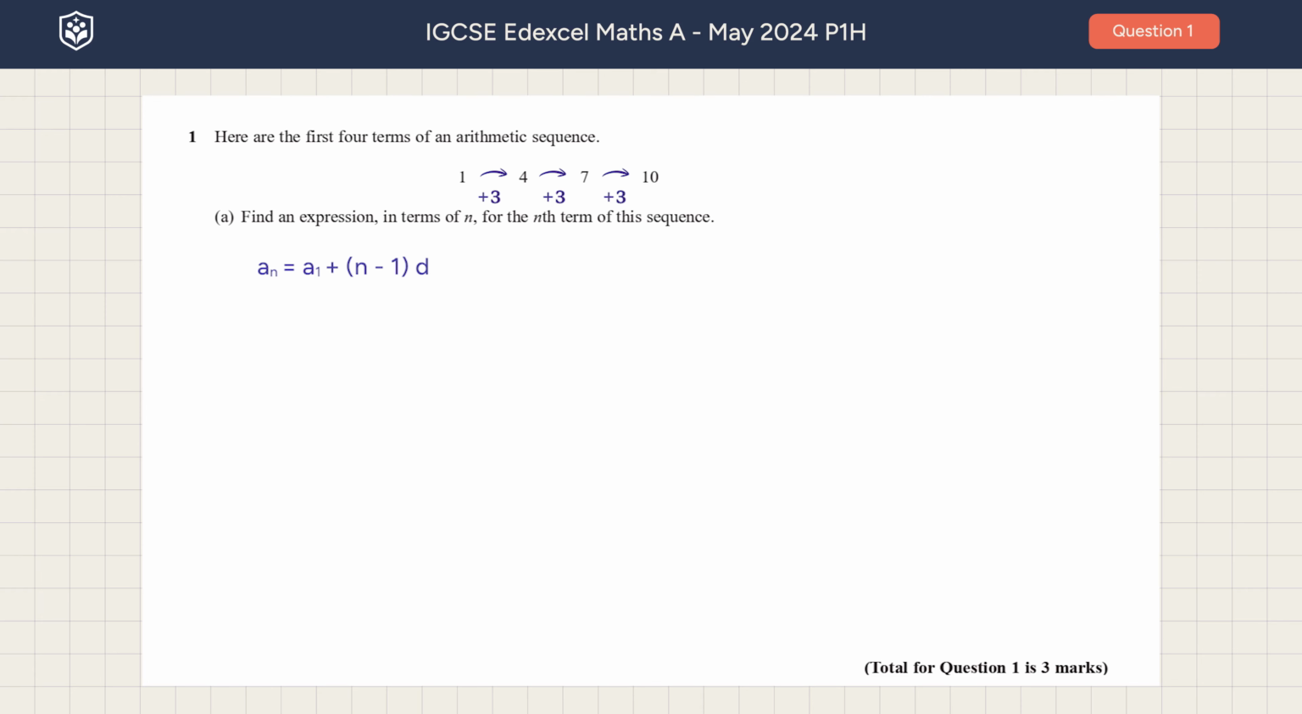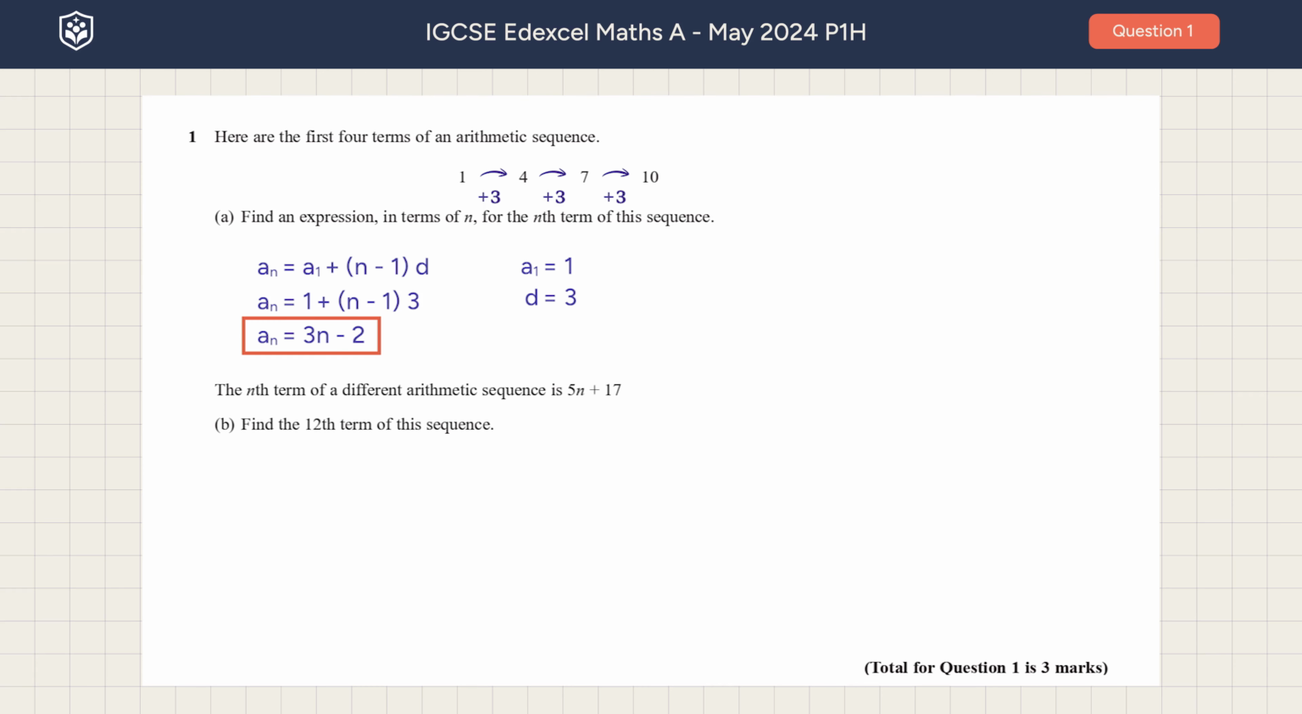So now we have the values of a, which is 1, and d, which is 3, so we can plug those into the formula. Now we have the equation a_n equals 1 plus (n minus 1) times 3. Then we can expand the brackets and simplify the equation to get a_n equals 3n minus 2. And that is the answer to Part A.